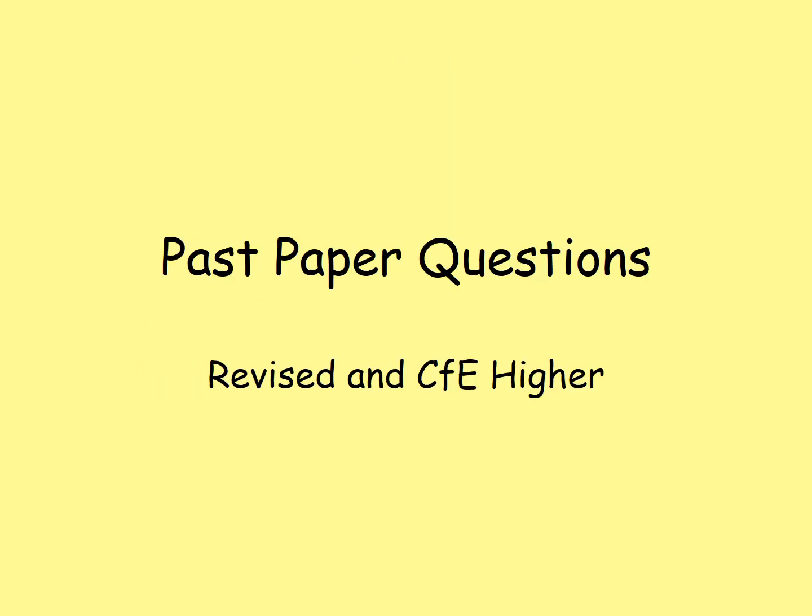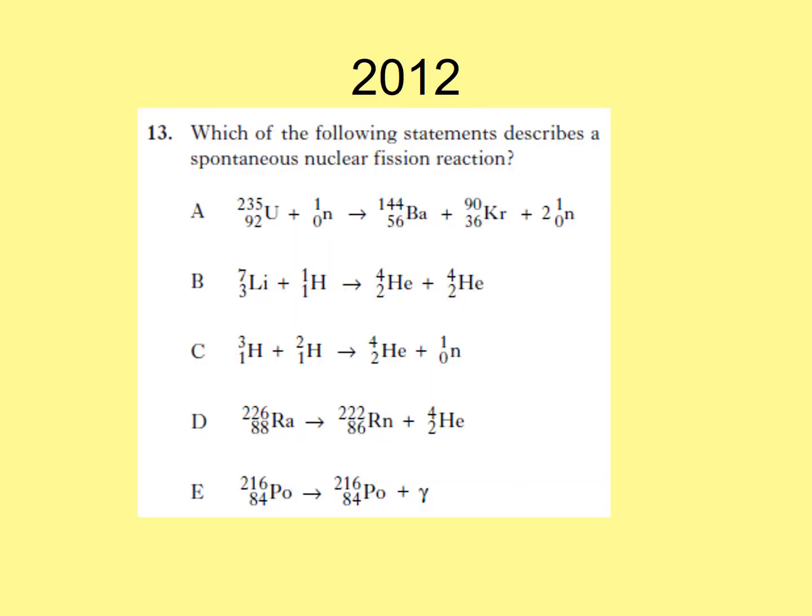Having a look now at past paper questions from the revised and CFE Higher, which of the following statements describes spontaneous nuclear fission reaction? Remember, on a spontaneous nuclear fission reaction, we don't have a neutron on the left-hand side. So A is totally incorrect.